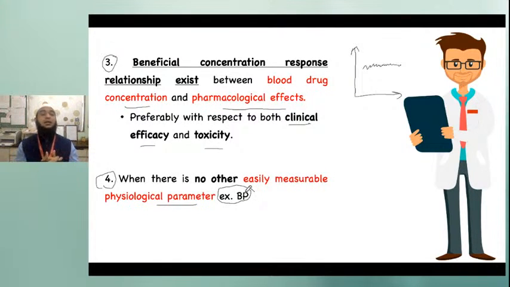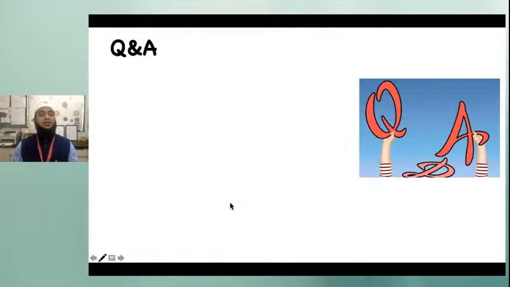Other parameters are there, like blood clotting, clotting time you can measure, so those could be the parameters, right? But a better option is, instead of that, you can just measure the plasma concentration of the drug, because there is no measurable physiological parameter that exists in those cases of the drug. So this is the fourth criteria for the drug which needs to be monitored by therapeutic drug monitoring. So we have seen the criteria for the drug which is monitored by therapeutic drug monitoring, and there are a total of 4 criteria.